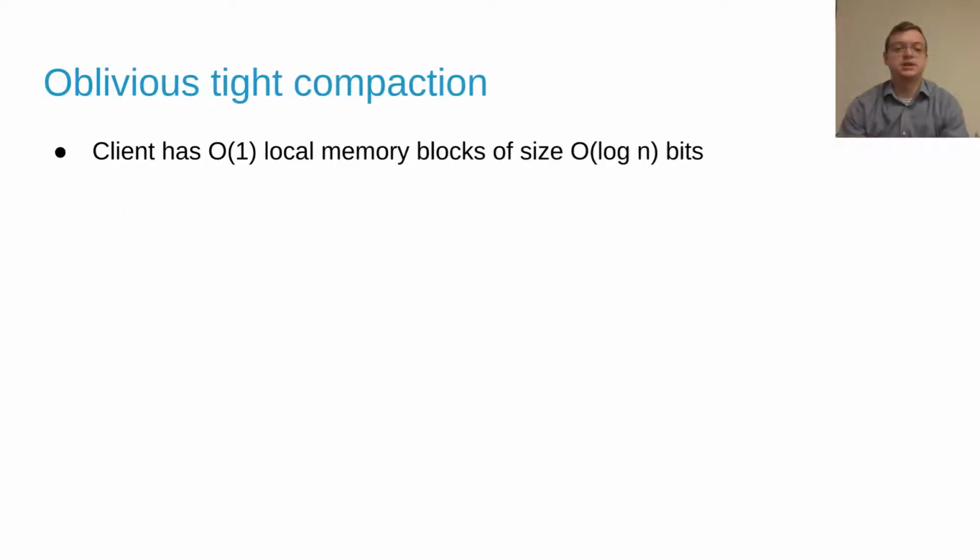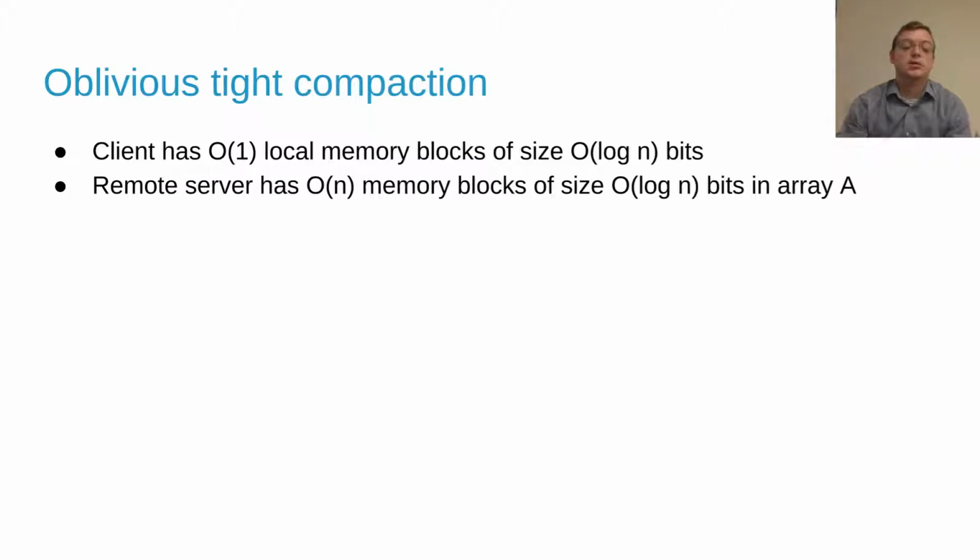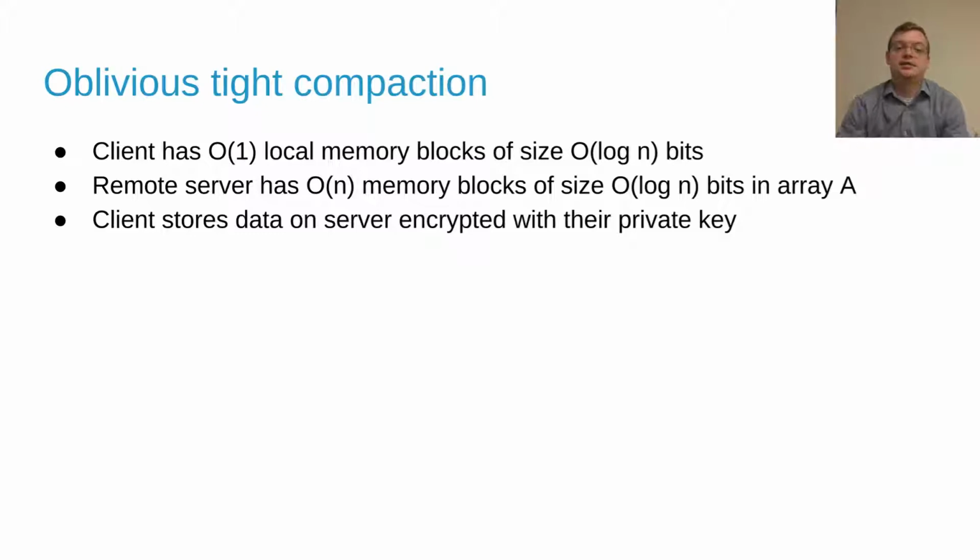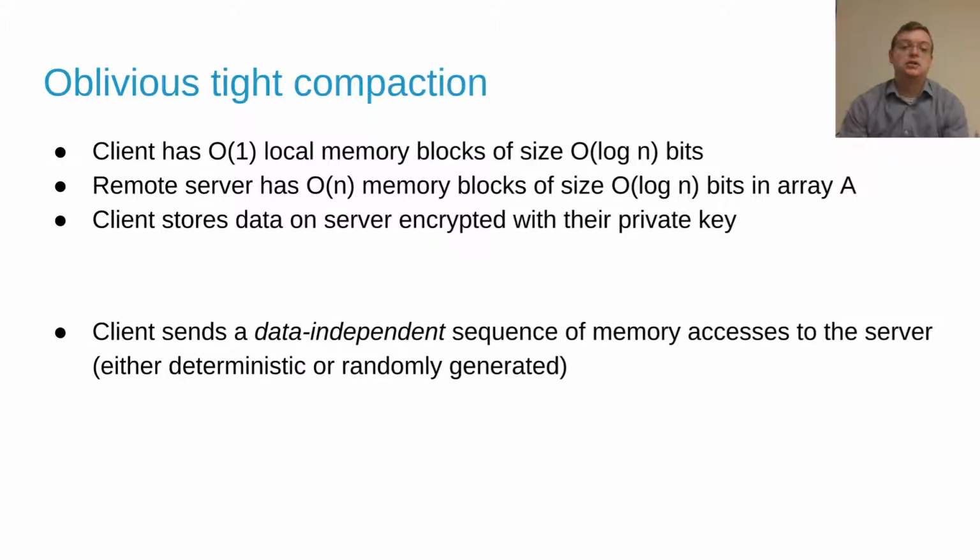For oblivious tight compaction, you have a client that has almost no local memory. They have big O of 1 words, where a word has size log n, which you need to be at least log n to even store the address of something in an array of size n. The remote server has big O of n words, and the client has, in some previous step, stored their data on this encrypted server, encrypted with their own private key. So the client has a sequence of memory accesses that are data independent, meaning either it could be defined in advance or it's randomly generated. Regardless, it has no dependence on what's actually on the server.